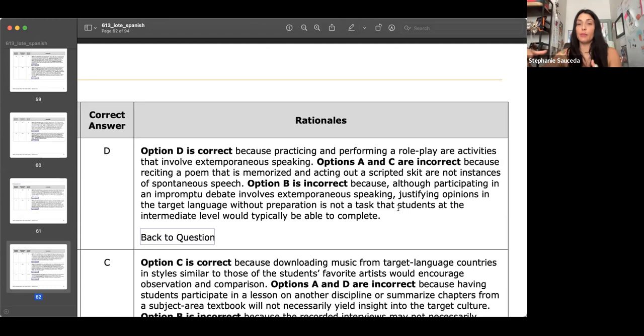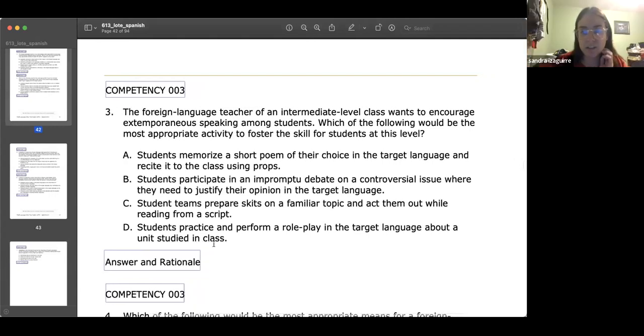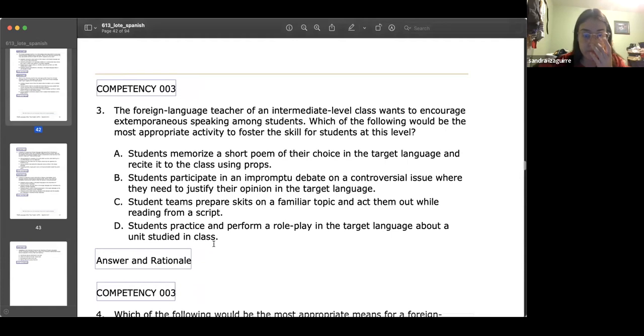I wouldn't be able to do it. Being appropriate is absolutely right. So practicing performing a role play does not involve extemporaneous speaking. I guess role play, because you're still speaking, but you still have a character and you're within a role. So you get to pretend, I could be Dora the Explorer, or I could be Donald Trump in my skit and stay within that role.